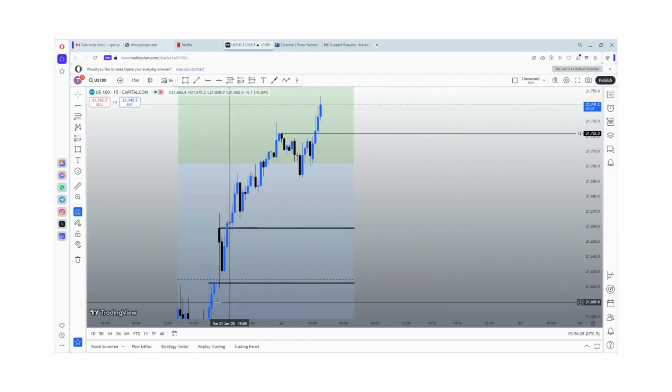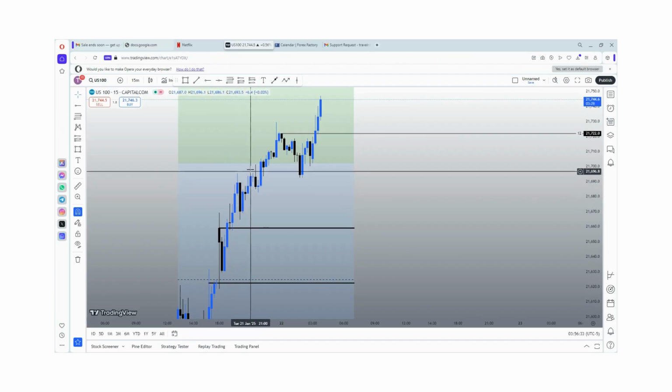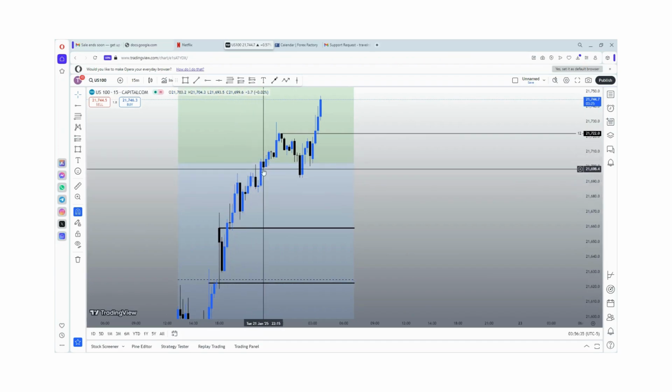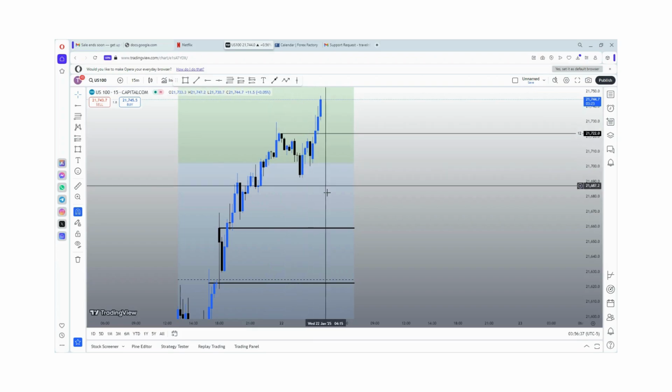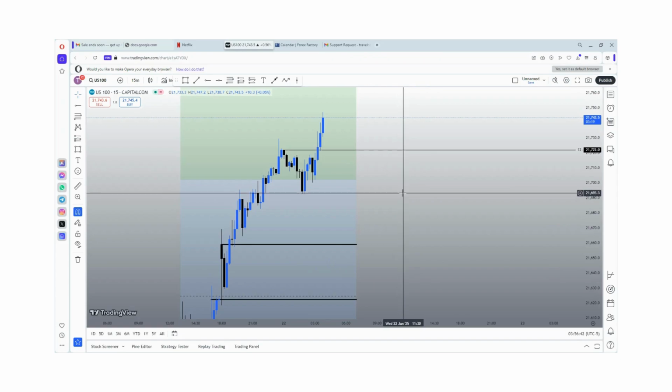So price has been moving up, retracing here too, moving up, retracing, moving up, retracing. Has the order flow been bullish? Yes, it has been bullish.